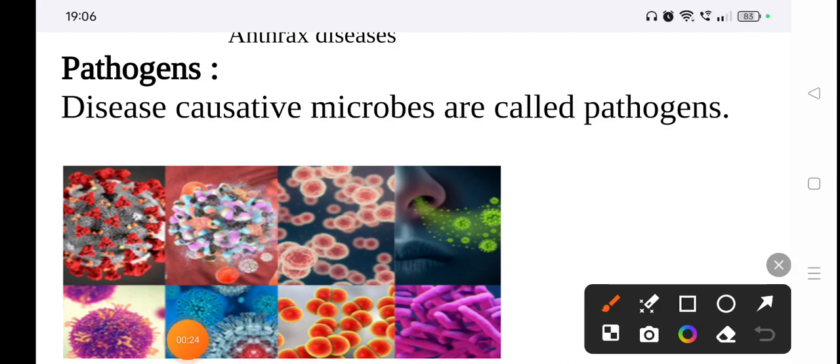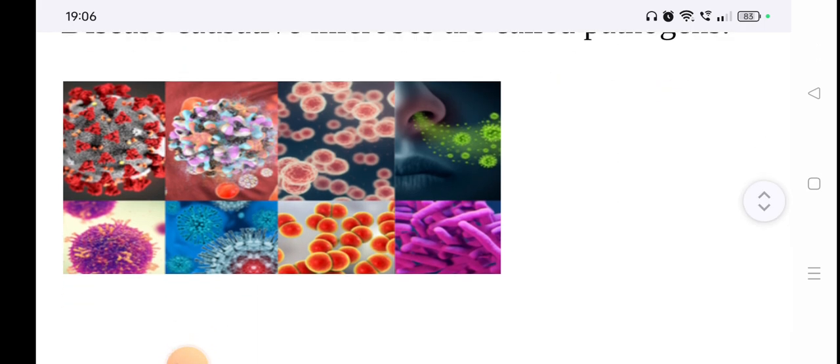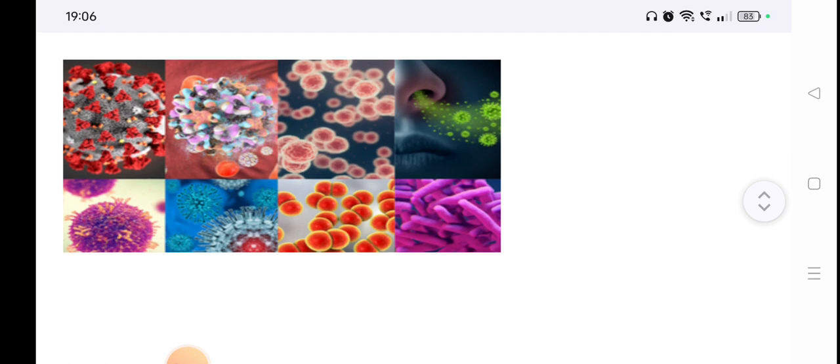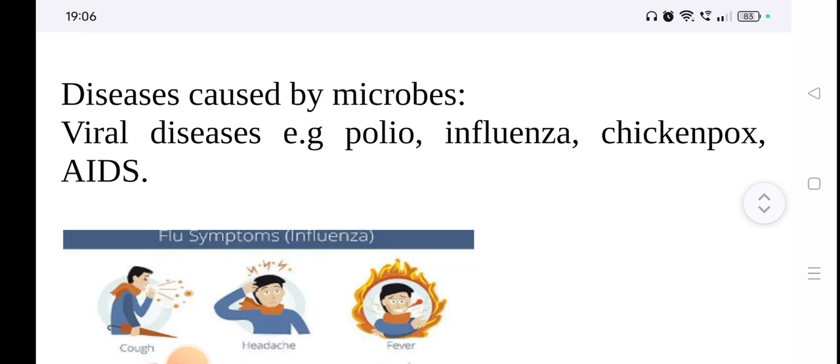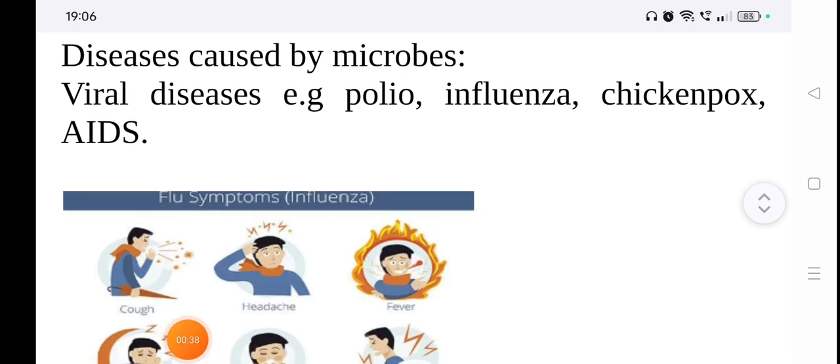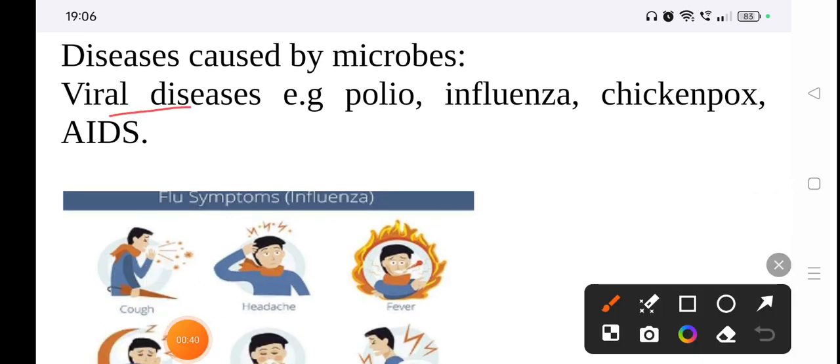Pathogens means disease causative microbes are called the pathogens. Several pictures I have shown here. These are the images of microbes. See, disease caused by microbes are viral disease, example polio, influenza, chickenpox, AIDS.